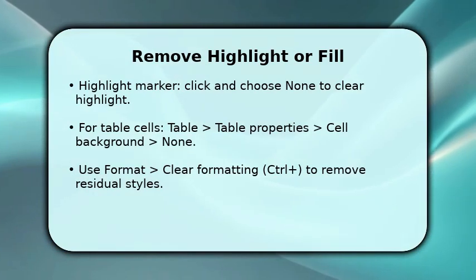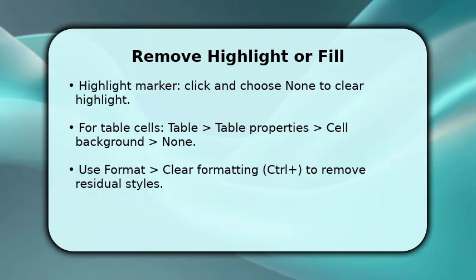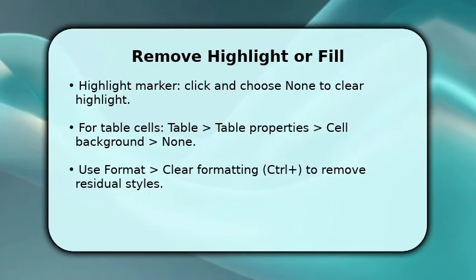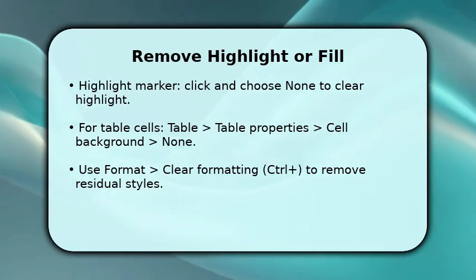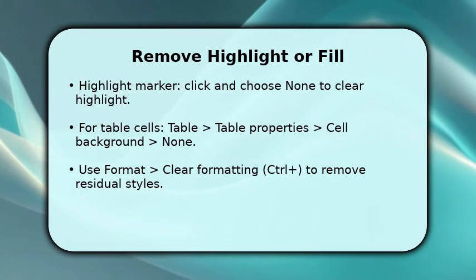Now remove the background. If it's a text highlight, click the highlight marker on the toolbar and pick None. This clears the color immediately. If the text sits inside a table, go to Table, open Table Properties, switch to Cell Background, and set it to None so the fill is gone.